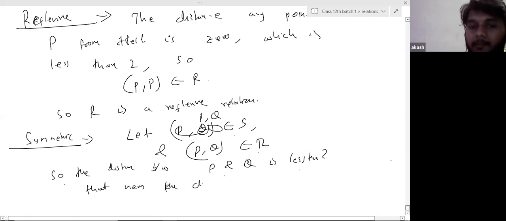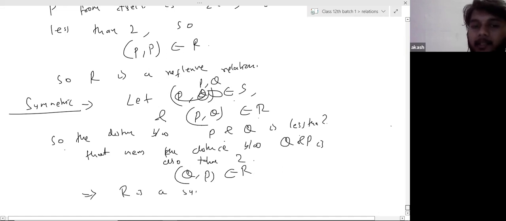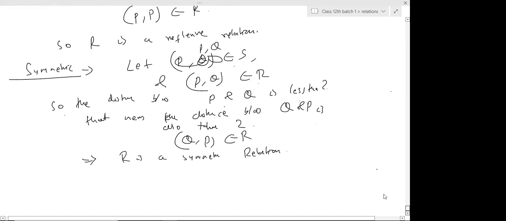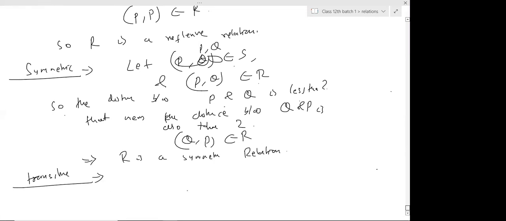So if the distance between P and Q is less than 2, that means the distance between Q and P is also less than 2. So we can say (Q,P) also belongs to R. This implies that R is a symmetric relation. This is clear, everyone? Yes, sir. All right. Now, transitive. Is it transitive or not? No, sir. All right.